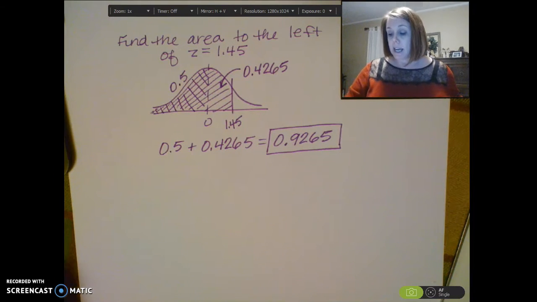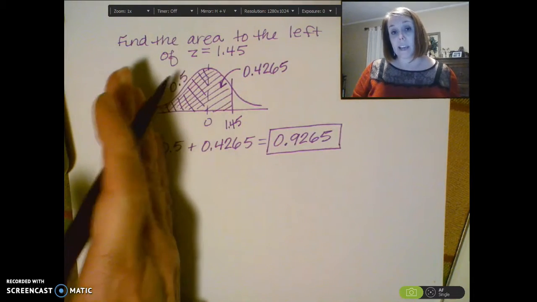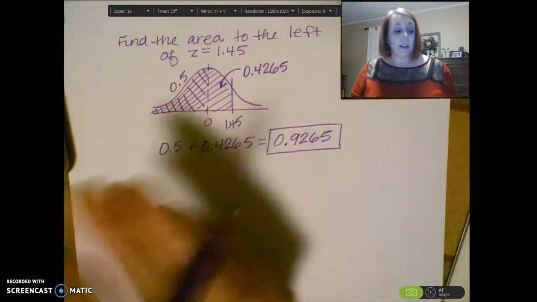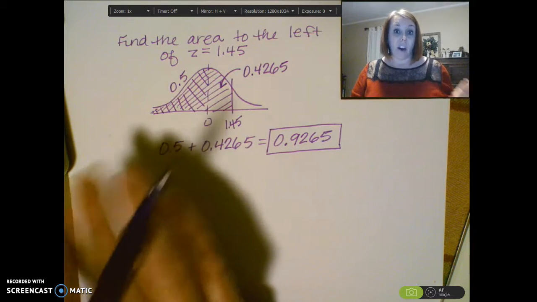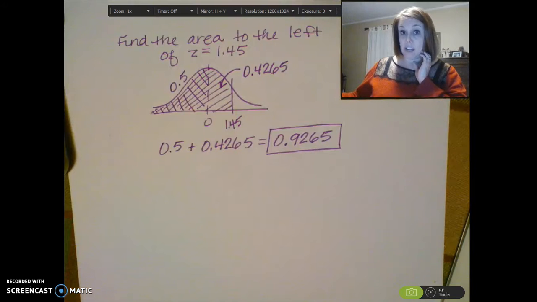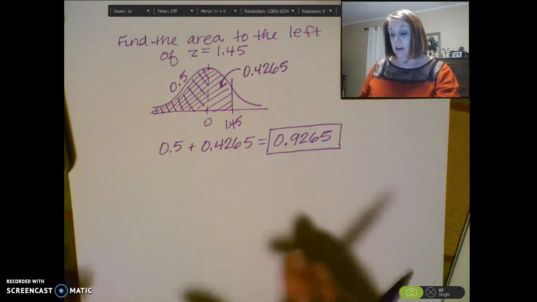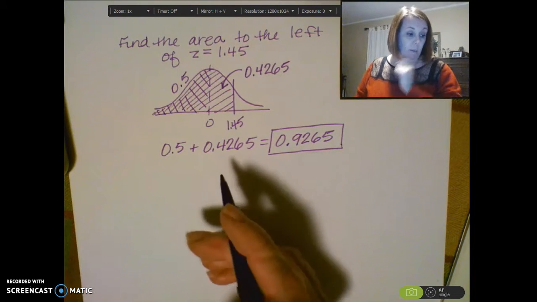A similar question would say, given a negative z-score, find the area to the right of it. Here you're adding 0.5 because it includes half of the graph, the entire left side or the entire right side. All right, so that gives us another possibility.